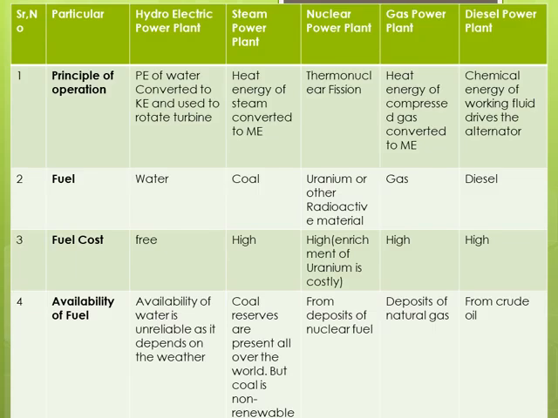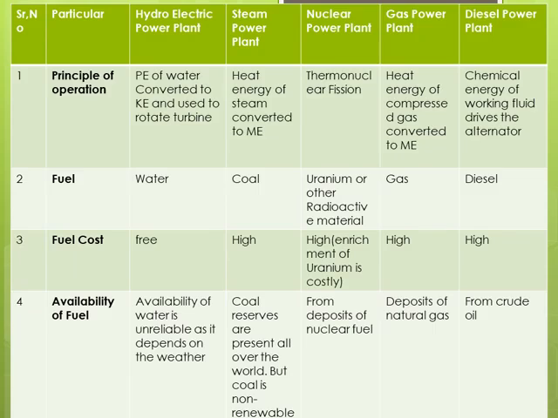So the fuel cost. In hydro, it is water, so it is freely available. In steam, the cost of coal is high. In nuclear power plant, the enrichment of uranium is very costly. Uranium itself is not so costly, but its enrichment that we use in the nuclear power plants is high, so its cost is high. In gas power plant, it is high. Diesel, the cost of diesel is high.